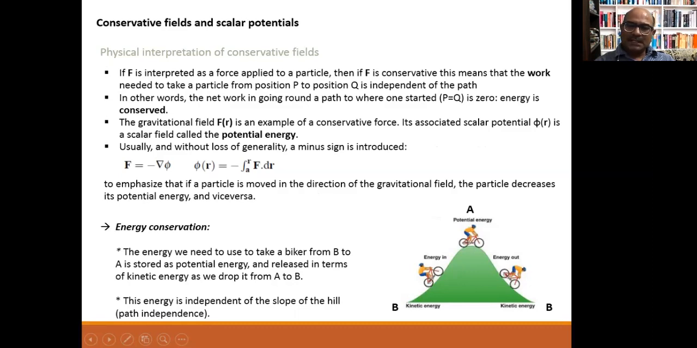This emphasizes that if a particle is moving in the direction of the gravitational field, the particle decreases its potential energy. In terms of energy conservation, going from B to A and then again from A to B, potential energy turns to kinetic energy. The energy we use to take a bike from B to A is stored as potential energy, and the same is released as kinetic energy as we drop it from A to B. This energy is independent of the slope, that is, path independent.